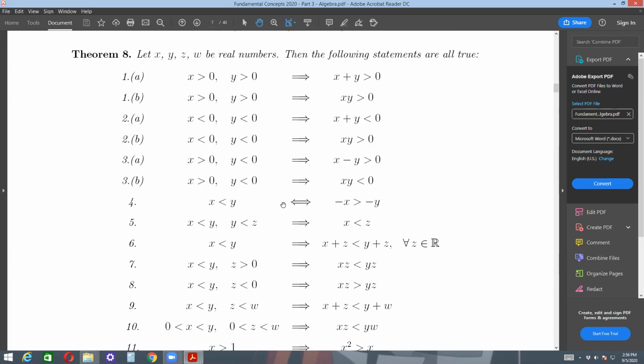Right, and also if you multiply a positive and a negative, you get a negative. If x is less than y, then minus x is more than minus y. When you multiply by -1, the inequality sign changes. Right, and this is the transitivity property that you would have seen something similar to before. So if x is less than y and y is less than z, then it means x is less than z.